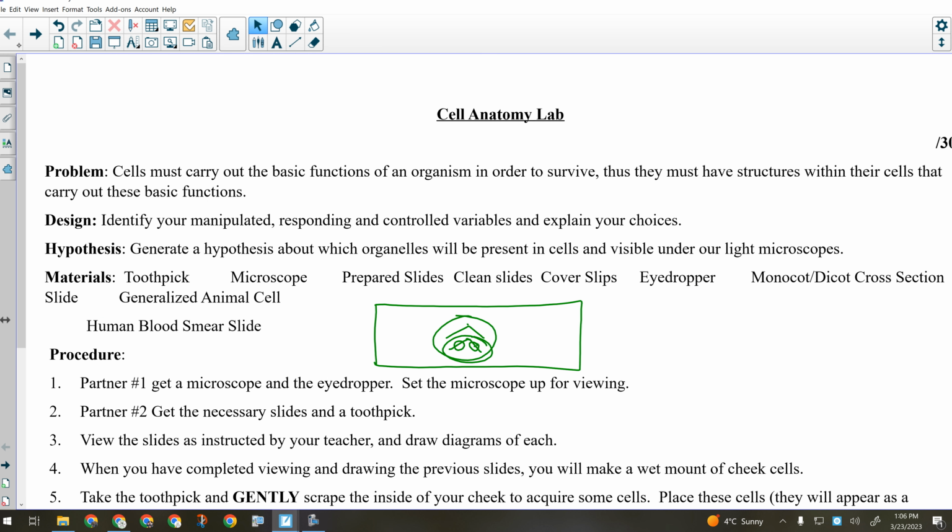Like we said, the problem that we're going to be investigating is that cells have to carry out the basic functions of the organism in order to survive, so they have to have structures within their cells to carry them out. So your problem has to be in the form of a question. What structures does a cell need to carry out its basic functions, or something along those lines, would probably be good. I'm doing that part where I give you the big juicy hints, by the way.